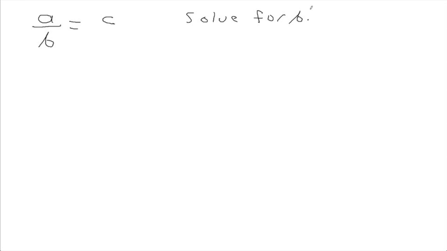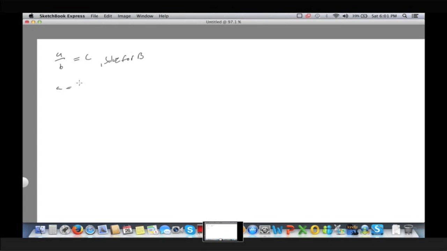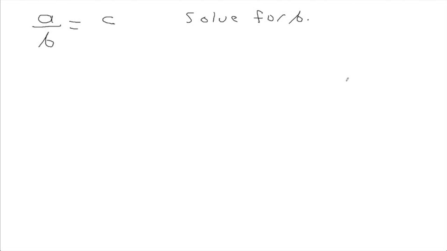So let's try this problem. You can work that out on your screen. A over B equals C. C times B equals A. A over C equals B. That was correct. Good. I'll go back to my screen.